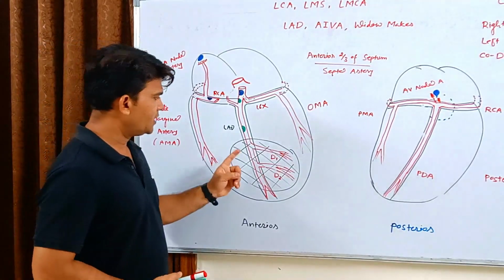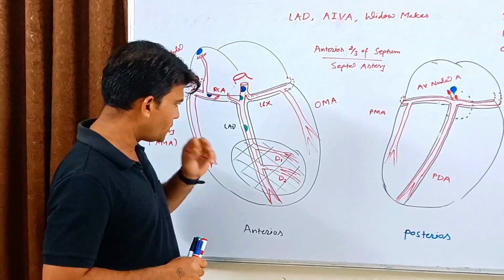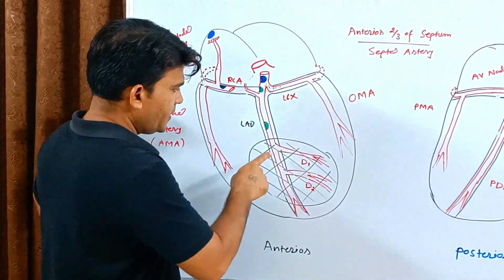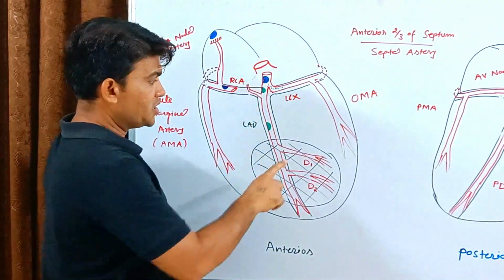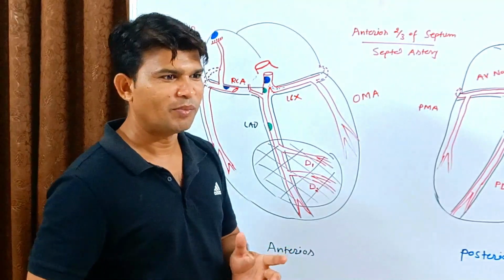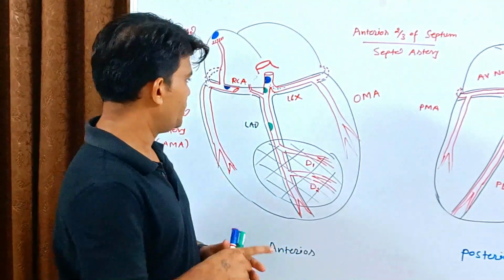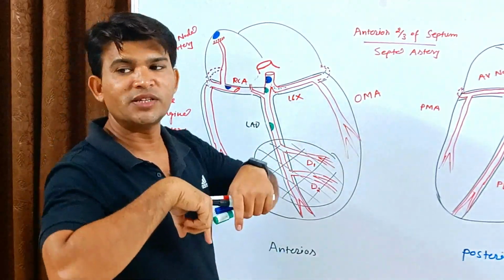And yes, here we have a classical theory. The diagonal branch of the LAD basically supplies the papillary muscle. You know, if we are talking about the left heart, the papillary muscle is attached with which valve?